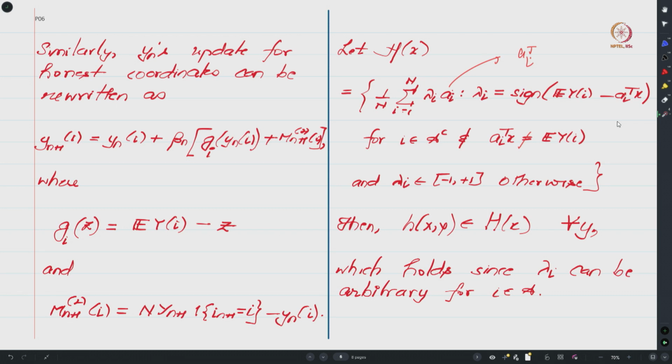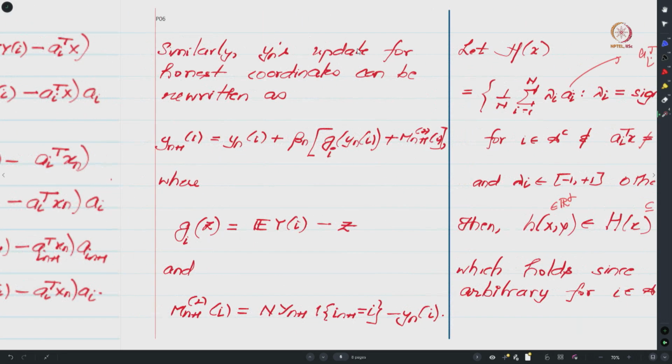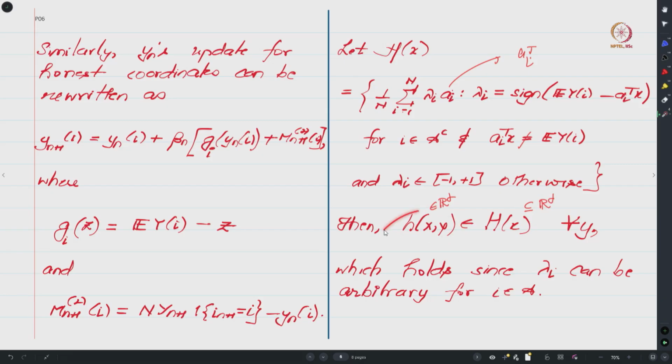And consequently one can see that this h(x, y) is one vector, right. So this is an element in R^d, whereas this is a subset of R^d. So one can see that for whatever value of x and y we have, from the definition of h(x, y) that is given over here, this expression or this output will actually lie in capital H(x).